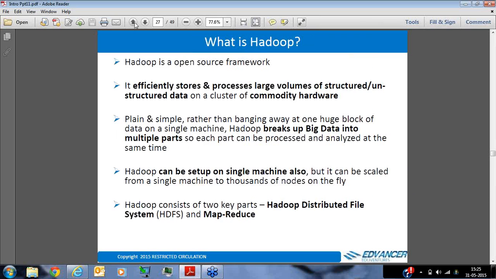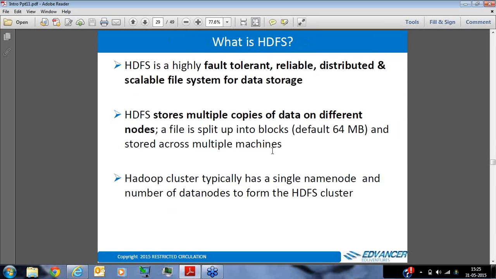So that way, HDFS, as you see, is a fault-tolerant, reliable, distributed, and scalable file system for data storage. The Hadoop cluster typically has a single name node and a number of data nodes to form the HDFS cluster. So what is the name node? The name node is nothing but the master machine. The data nodes are nothing but the slaves. These are just different naming formats for them.